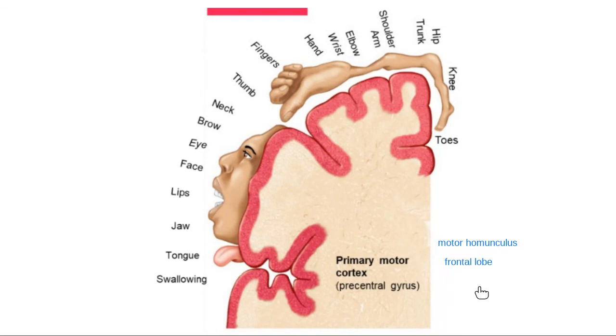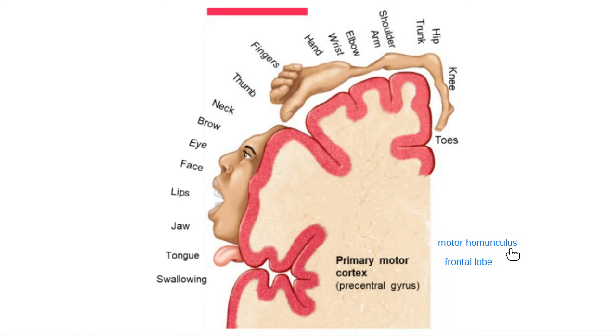Let me check the message here. Jacqueline's question is, when we're looking at the motor homunculus, we're basically correlating that with actions. Yes, that's a great way to think about it. The bigger the body part, the more actions it can do. When we talk about the sensory homunculus, the more information I can collect and process. Absolutely. The motor homunculus is all about actions, all about movement. The sensory homunculus is all about receiving and processing.